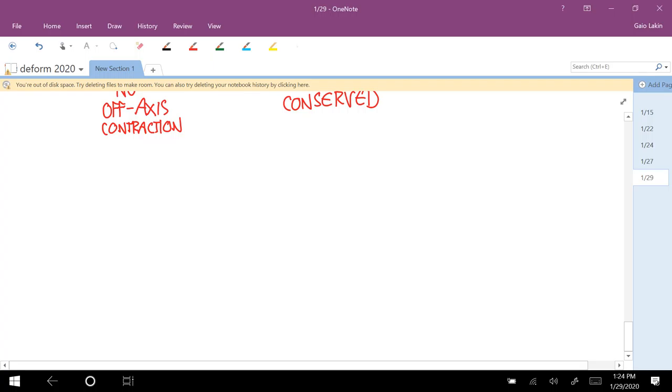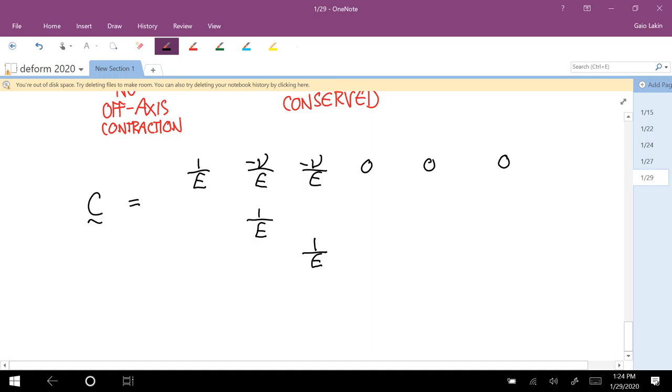Okay, so once you have these values, the compliance matrix is this. 1 over E, negative nu over E, negative nu over E, and then three zeros. And then the 1 over E for the next two rows just keeps moving down the first three values, and the other of the first three values are replaced by the negative nu over E. So that's the first three of the six rows.